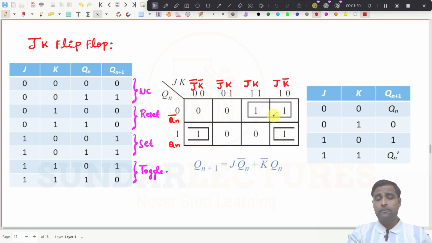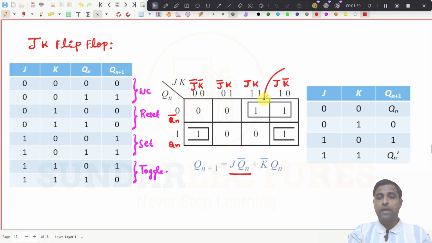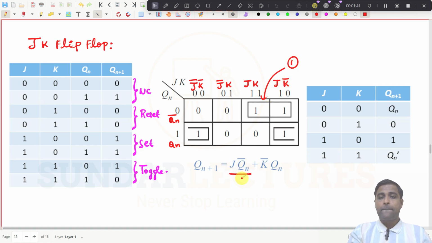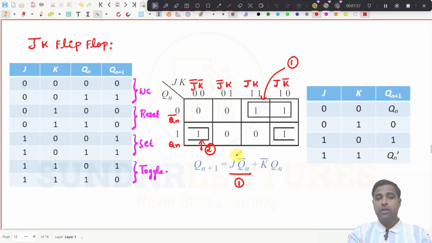So what is this pair? For this pair, the common term is Qn bar. So J Qn bar. This is the first pair, and the output of the first pair is written here. So the next one, these two pairs, the common term is Qn here. And what is the common term here? It is K bar. So K bar Qn, this is the second pair, right?